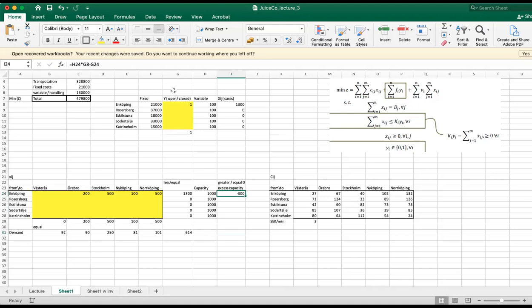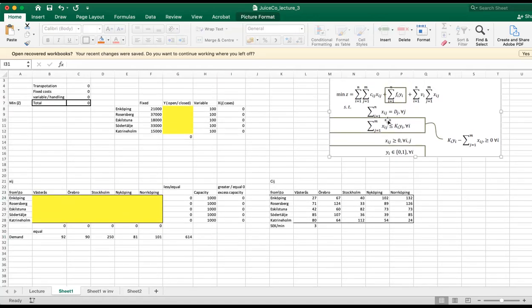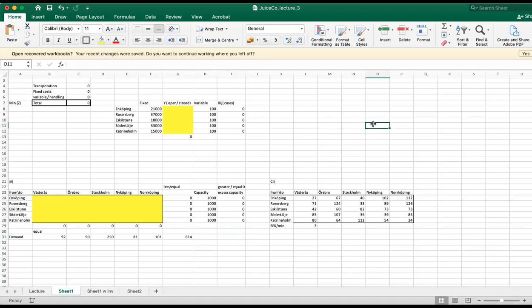So in order to prevent that, we implement this excess capacity, and we lock it so that it can send all the amount, but when we subtract this from the excess capacity, it should be greater or equal to 0. And we do this for all the demand nodes. Now we have implemented almost everything. So I will delete this and then we go to solver.